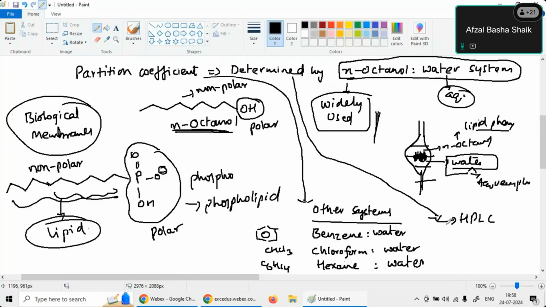Not only that, it is also determined by HPLC as well as TLC, right? They are also used to determine the partition coefficient of a drug molecule. Is it clear? Yes, sir. Please take a screenshot of this.